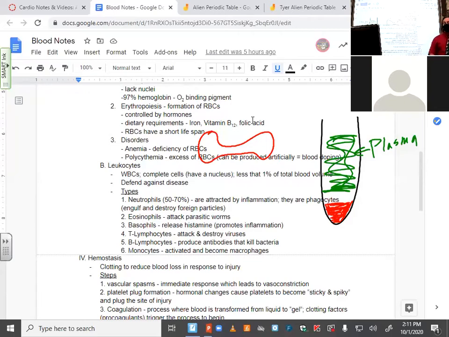Next one is T cells. T cells you might have heard of in a specific disease. What disease kills your T cells? HIV. HIV is a virus that is going to destroy your T cells. Now let's look at this. T cells attack and destroy viruses. Why might that be a problem? Because if they're destroyed, you can't stop dying.